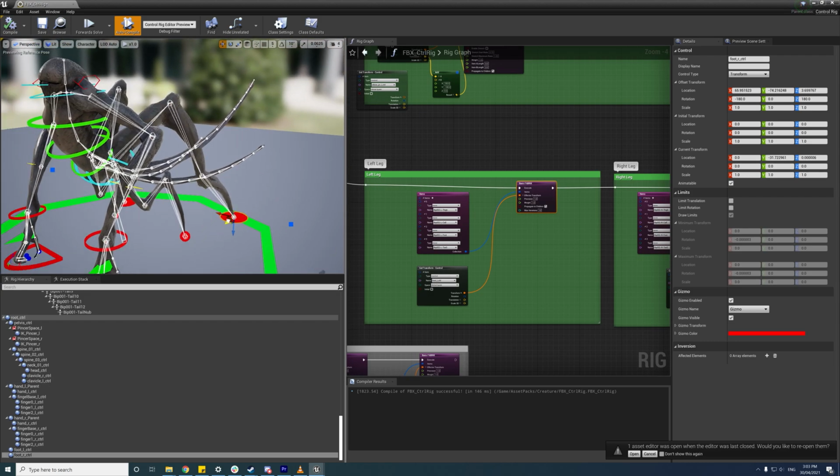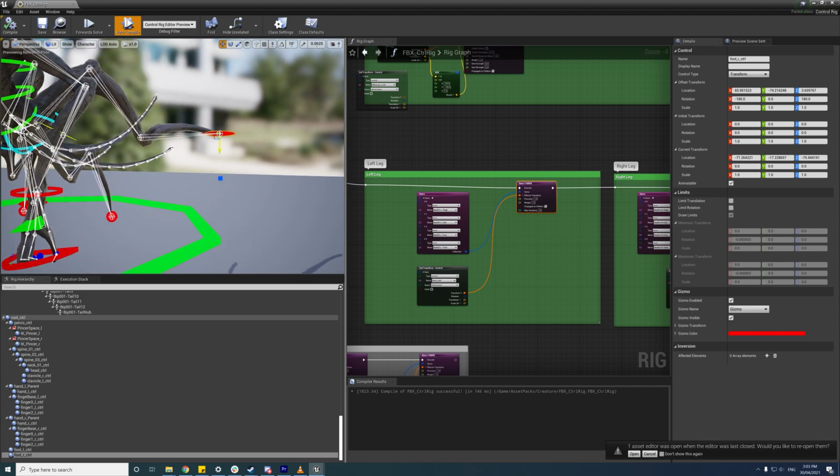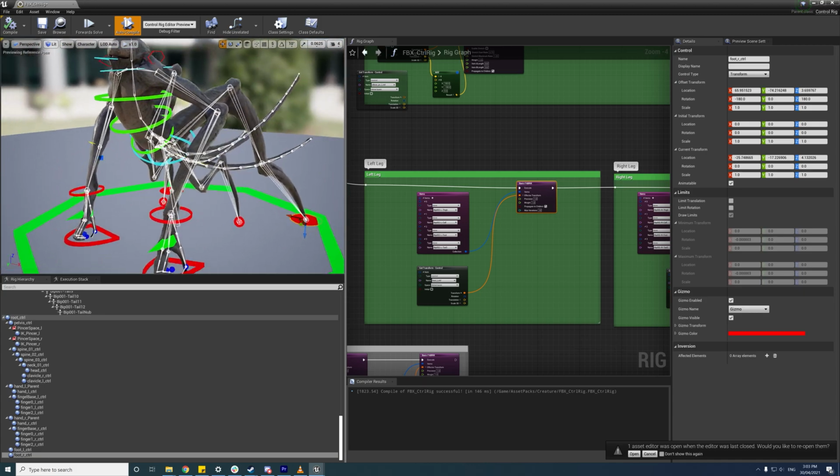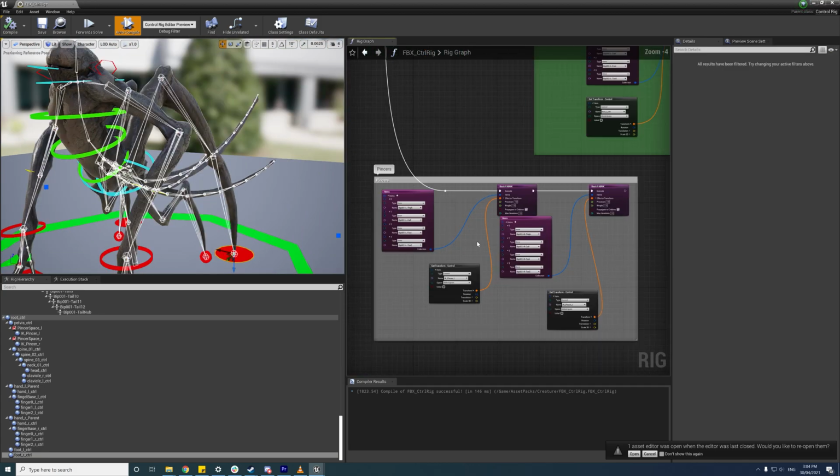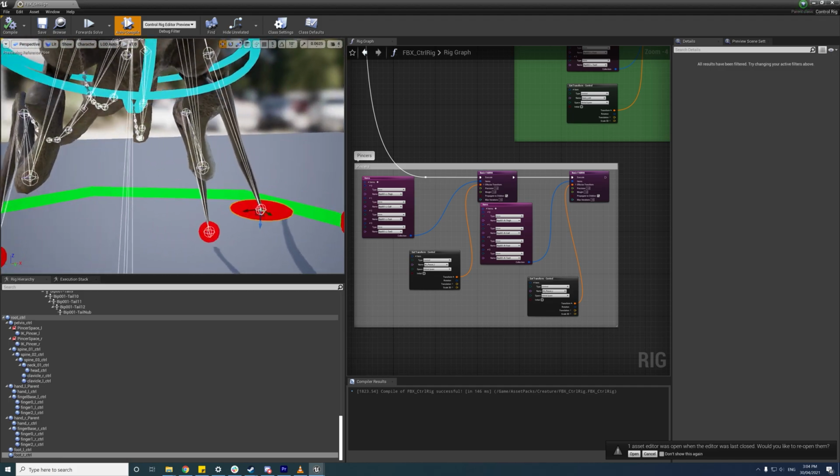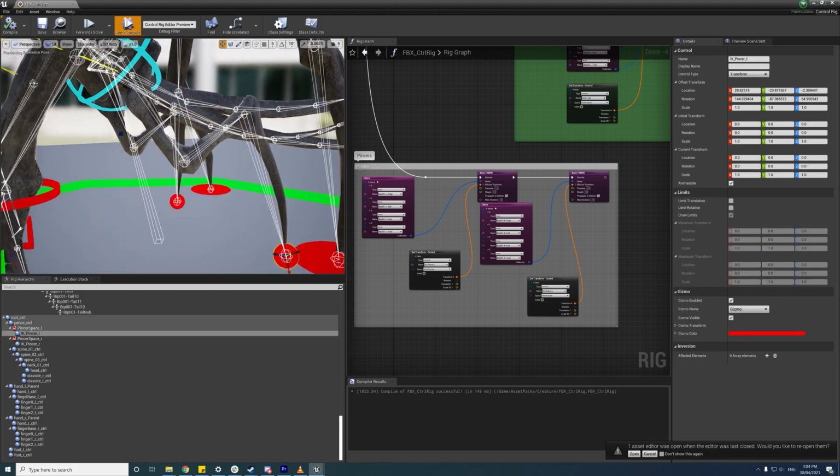The next section we have is the legs. This entire back leg is just driven through this one control and an IK solver. Yeah, it's not too hard to make it do some weird looking stuff, but it's also not too hard to work around that. And lastly, we have these little pincers here, which again is driven through one IK.